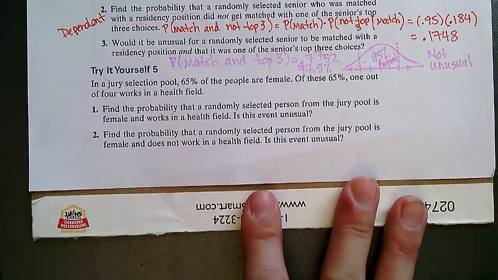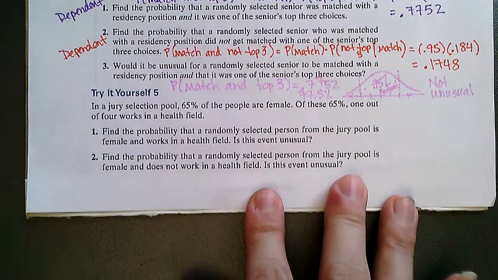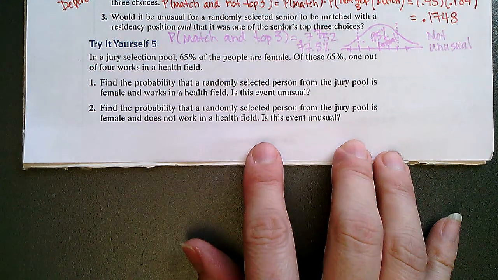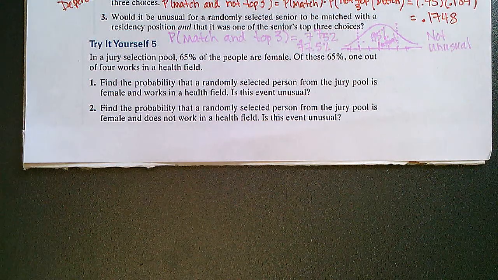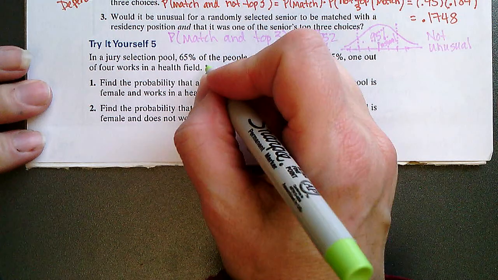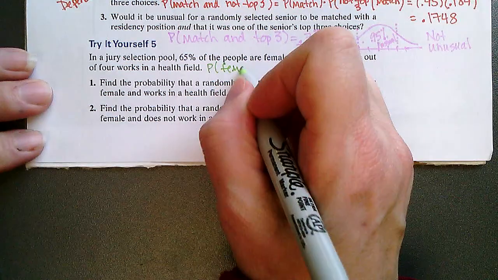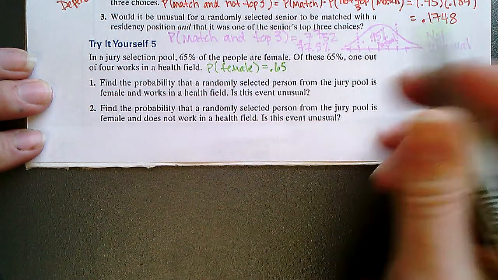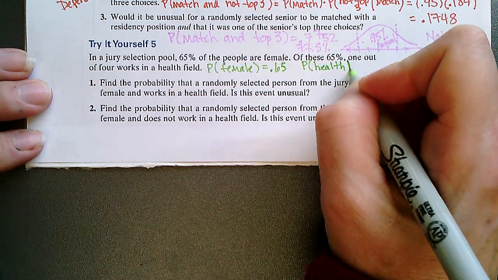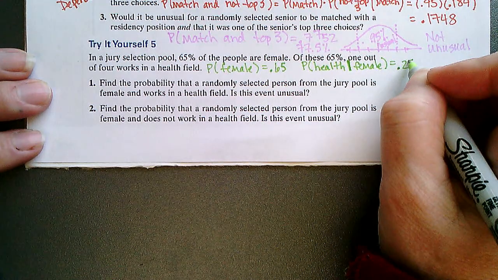Okay. In a jury selection pool, 65% of the people are female. Of these 65%, 1 out of 4 works in a health field. So the probability that somebody in a jury selection pool is female would be 0.65. The probability that they work in a health field, given that they are female, would be 0.25 because it's 1 in 4.